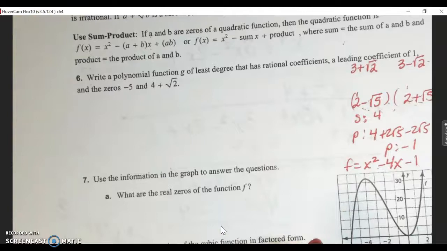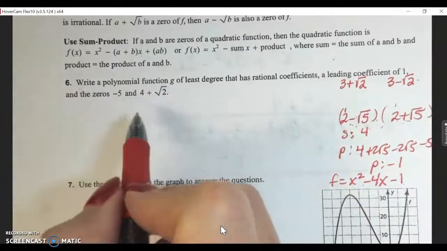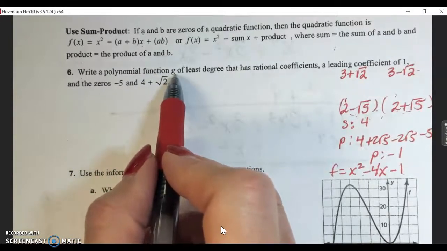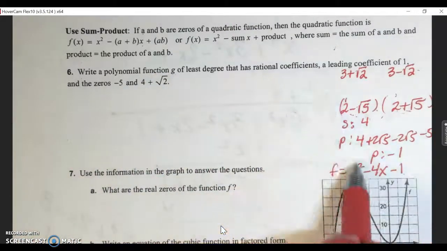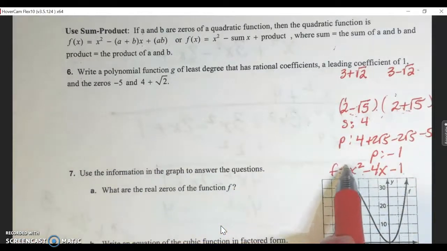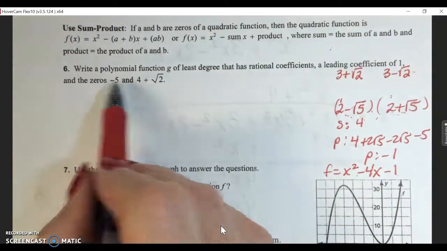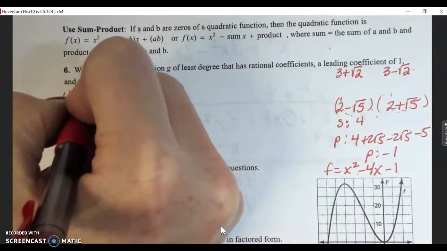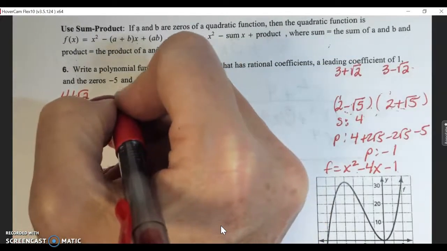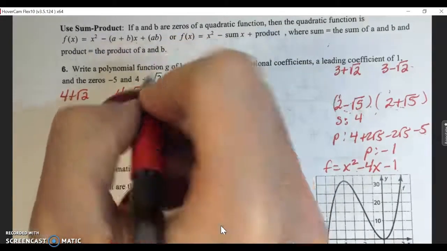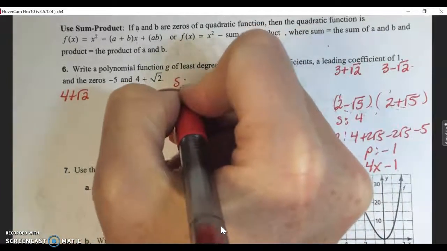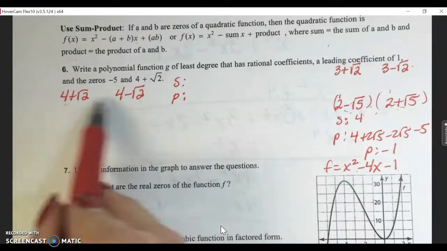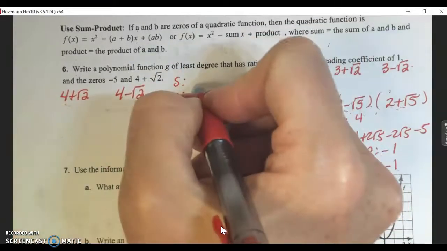All right, now let's go to this more difficult problem. So they tell us that we're trying to write a polynomial function g, so we're supposed to name it g, and we have a leading coefficient of 1, that just means right there's 1, and the zeros are -5 and 4 plus radical 2. Well, if 4 plus radical 2 is a solution, what else has to be a solution? 4 minus radical 2. Good. And now I'm going to have to do that sum and product to find out what's the equation just for these two. What's the sum, guys, if I add those?